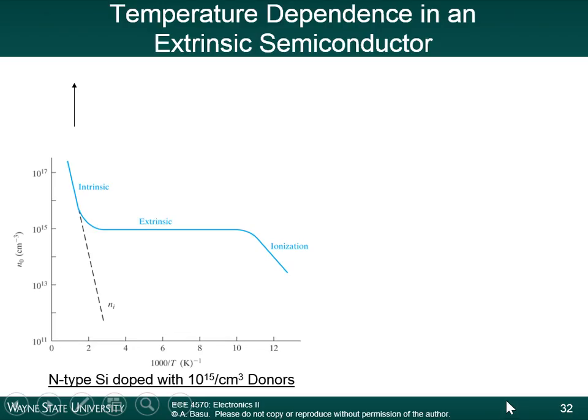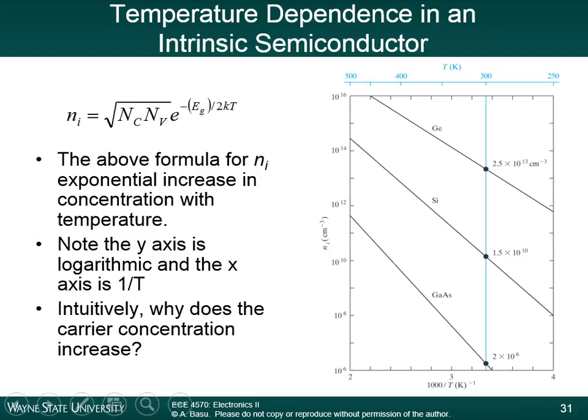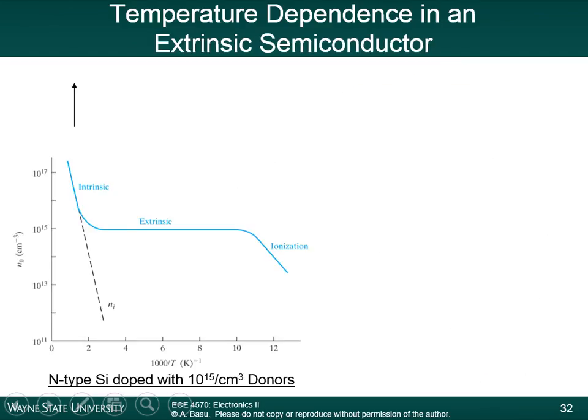This graph is showing the electron concentration for an extrinsic semiconductor, a doped semiconductor, at various temperatures. The relationship is a little bit more complex than intrinsic. In the intrinsic semiconductor, it appeared as a straight line in these types of graphs. For an extrinsic, there's a little bit more stuff that happens that we have to think about.